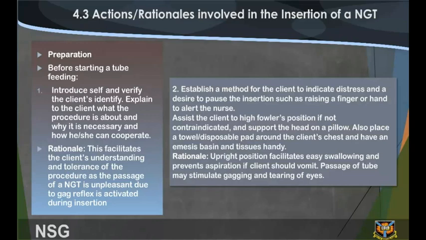2. Establish a method for the client to indicate distress and a desire to pause the insertion, such as raising a finger or hand to alert the nurse. Assist the client to high Fowler's position if not contraindicated, and support the head on a pillow. Also place a towel or disposable pad around the client's chest and have an emesis basin and tissues handy. Rationale: upright position facilitates easy swallowing and prevents aspiration if the client should vomit. Passage of the tube may stimulate gagging and tearing of the eyes.